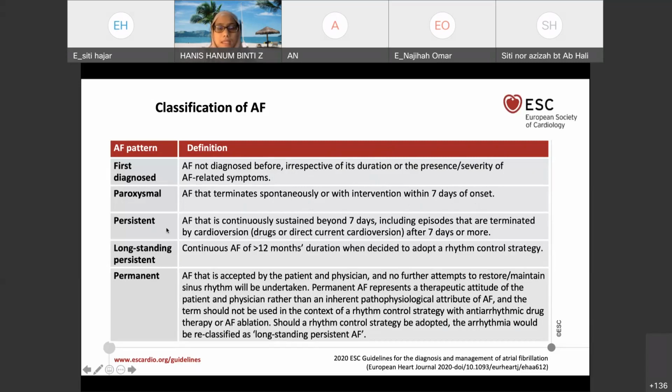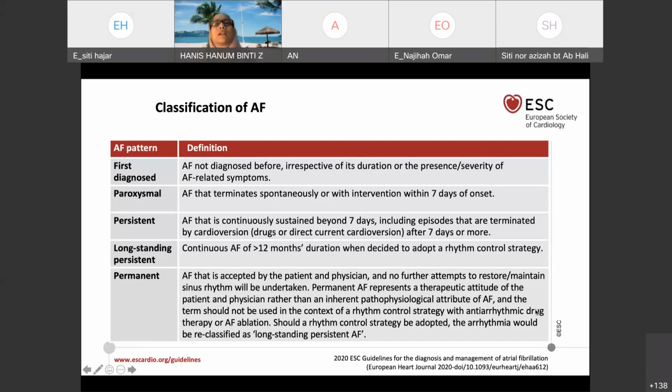So the third type is persistent AF that is continuously sustained beyond 7 days, including episodes that are terminated by cardioversion after 7 days or more. Meaning, if you have AF continuously beyond 7 days, you have persistent AF. You also have this long-standing persistent, whereby your AF is more than 12 months, and when you decide to adopt a rhythm control strategy. Okay, and lastly, you have permanent AF, whereby in this classification, your AF is accepted by the patient and physician, and there are no further attempts to restore or maintain sinus rhythm.